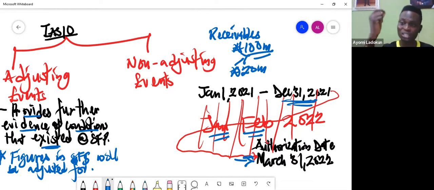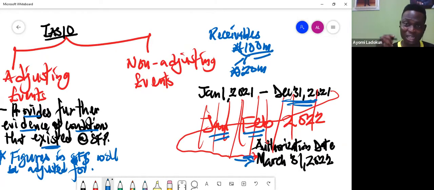So the question is this: is that an adjusting event? The answer is absolutely yes, because that fraud occurred as at the year end. It provides further evidence of a condition that existed at the year end, and is affecting the account. IAS 10 says we are going to go back to that account and adjust the account. So that's what it's saying.